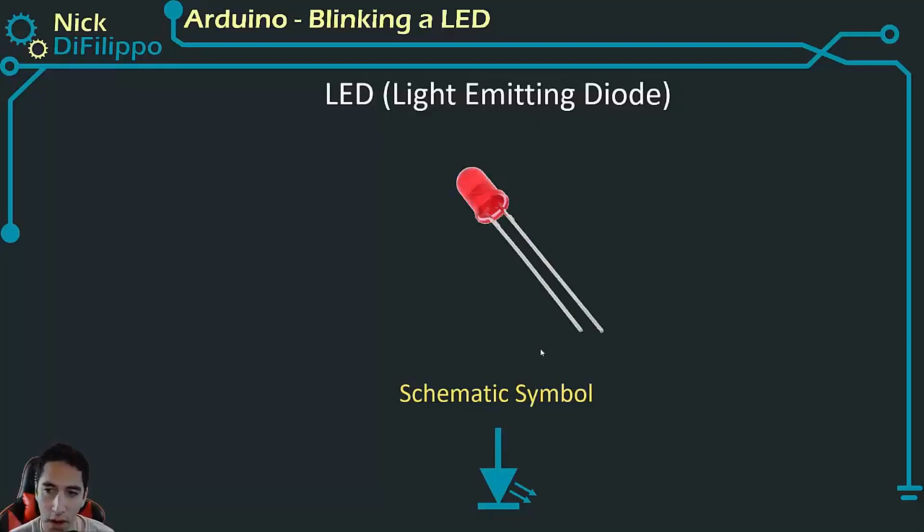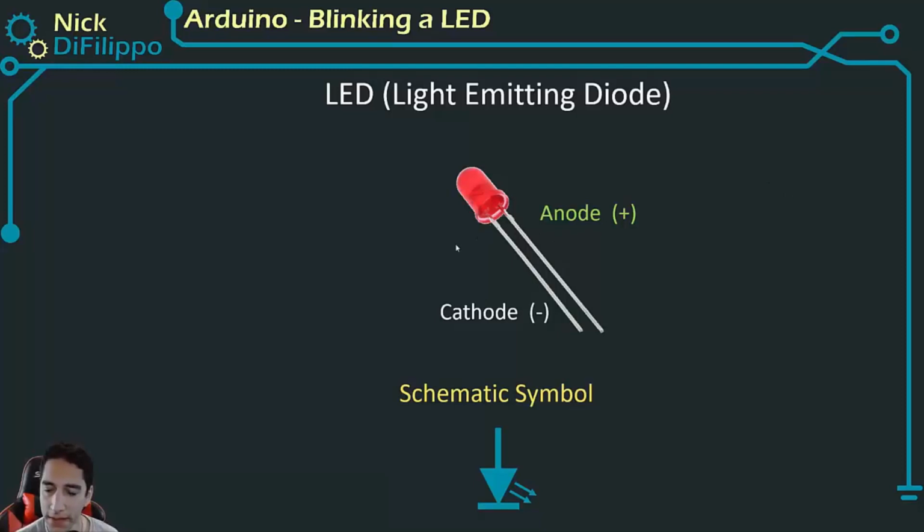Now, because it's a diode, it needs to be inserted into our circuit the correct way. To do that, we need to know about the two leads of the LED. The first lead, which is the longer lead, is the anode. The anode is where you would connect your positive voltage, so you would connect this to a pin of the Arduino. The other lead, which is the shorter lead, is the cathode. I remember it as cathode to common, and ground is common. So that's how I remember: anode goes to power, cathode goes to ground.